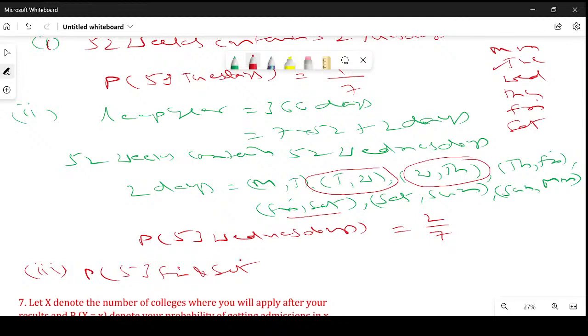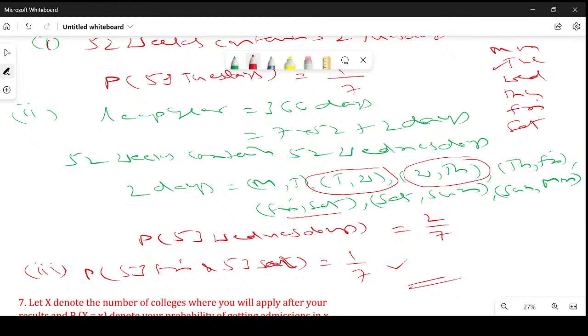53 Fridays and 53 Saturdays, right? We can think about just the probability of this. If you want 53 Fridays and 53 Saturdays, then the favorable case is only one, this Friday and Saturday pair, so 1 by 7. That will be our answer: in a leap year, 53 Fridays and 53 Saturdays, we get 1 by 7.